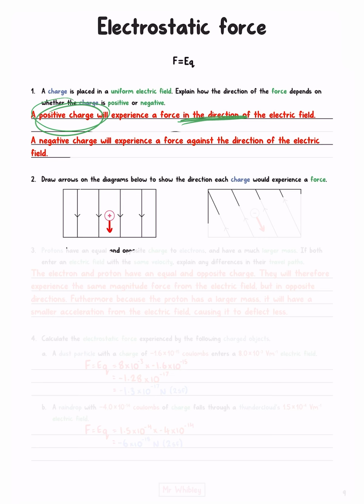In our second diagram, we now have a negative charge. Negative charges experience forces against the direction of the electric field. So our arrow should point in the opposite direction.